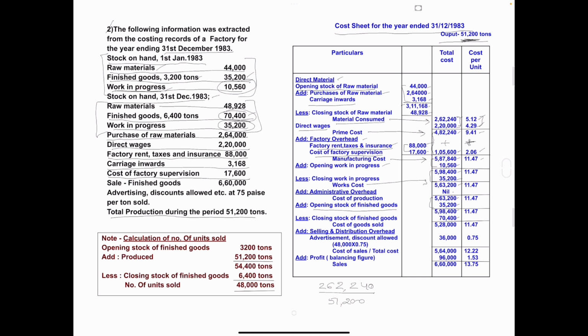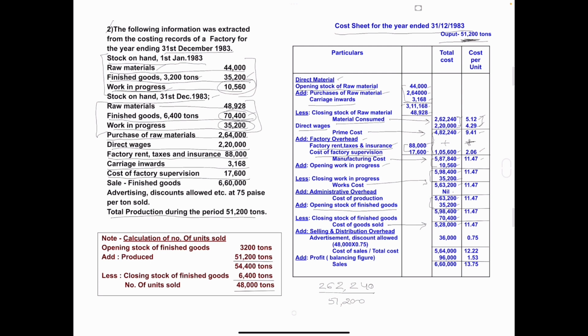From 5,98,400 minus 70,400, the amount is 5,28,000, and the cost per unit column will be the same. This is called cost of goods sold.